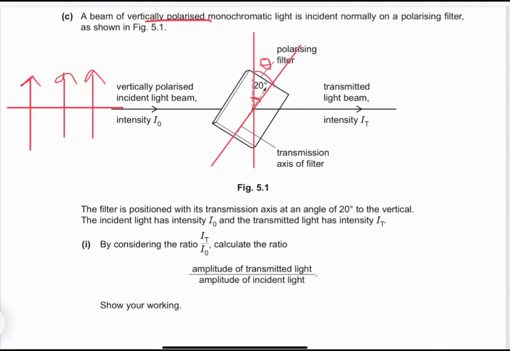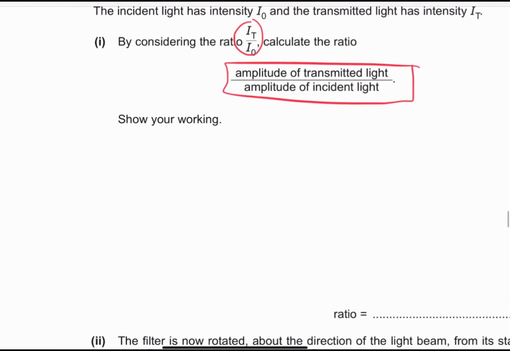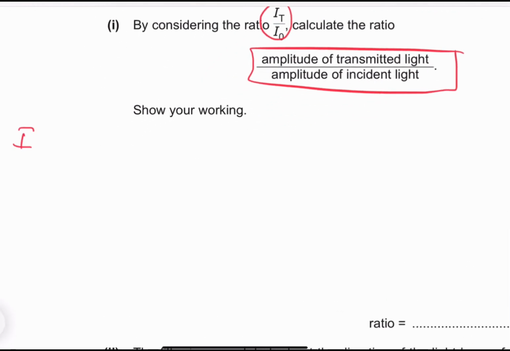And we've been asked to consider the ratio of this so that we can determine the amplitude of the transmitted light and the amplitude of the incident light. Remember our equation, the equation that I told you that relates intensity and amplitude, right? We know that intensity is directly proportional to amplitude squared. So this is the first marking point. You need to know that the intensity is directly proportional to the amplitude squared, meaning that the intensity of the transmitted wave will be equal to K times the amplitude of the transmitted wave squared, right?